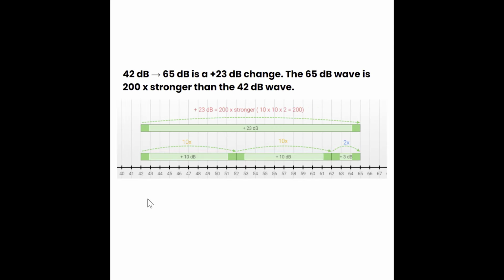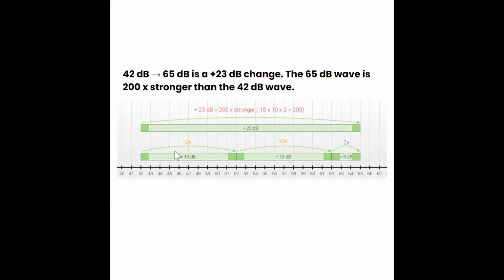We can also use our tens and threes to help us figure out the intensity changes. So in this example, we started at 42 and we increased the decibels to 65. 42 to 65 is a 23 decibel change. So for the first 10 decibels, going from 42 to 52, that's a 10 times increase. We have another jump of 10, 52 to 62, causing a second 10 times increase. And then we have 62 to 65, which is only a 3 decibel increase, which means it's 2 times.